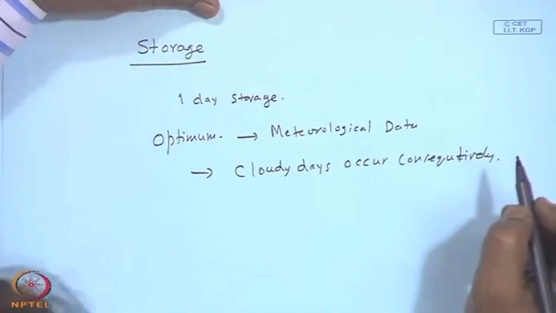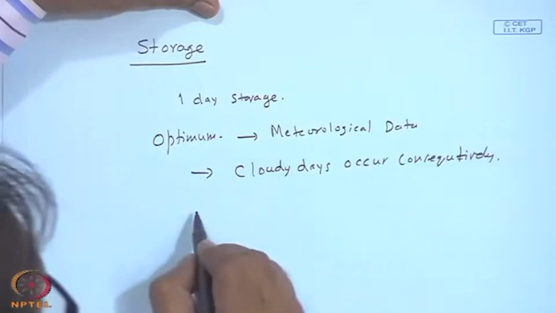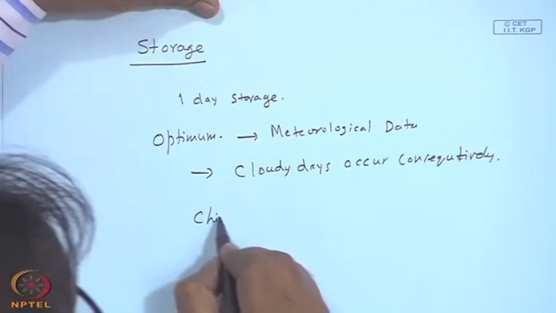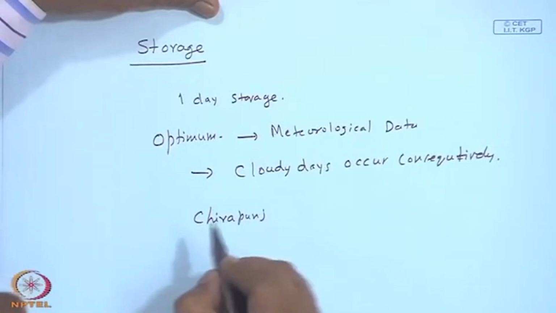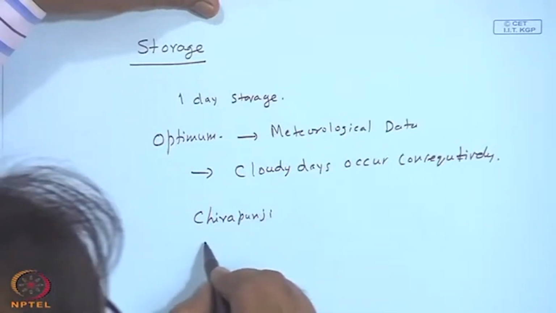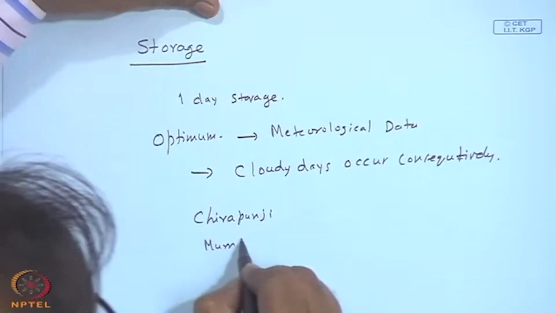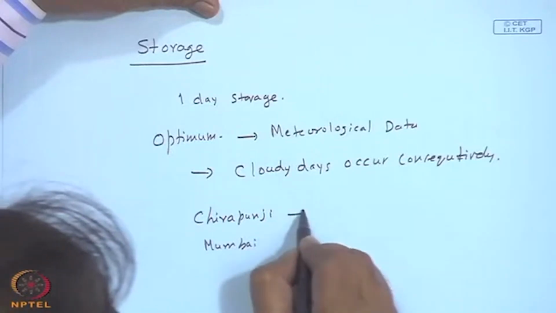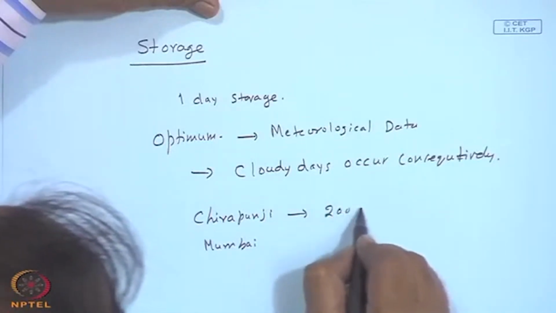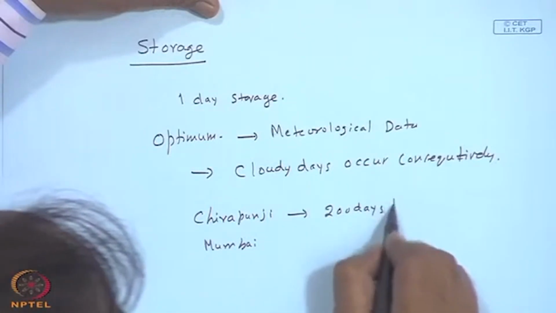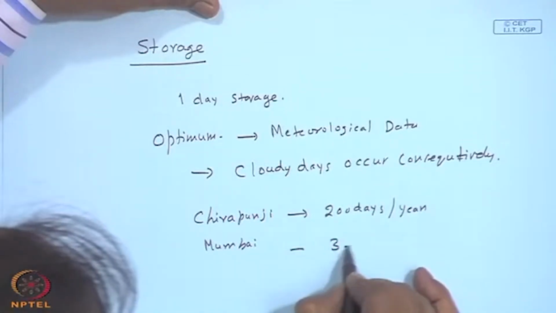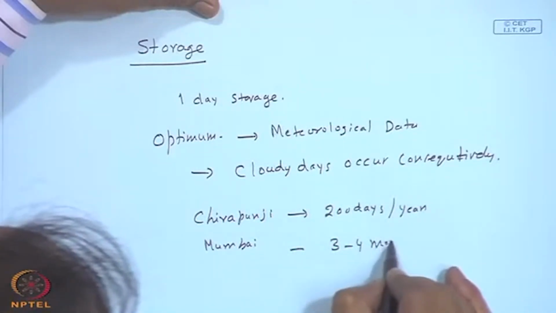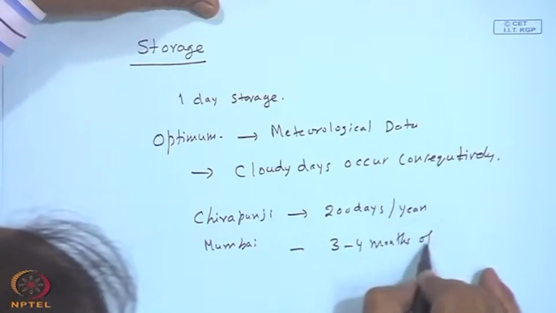So, for example, if you consider a location like Cherrapunji in the eastern part of India, or even Mumbai, it almost rains 200 days in a year. This will be 3 to 4 months of monsoon.